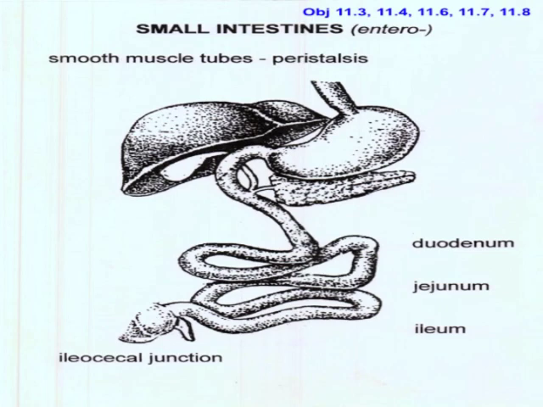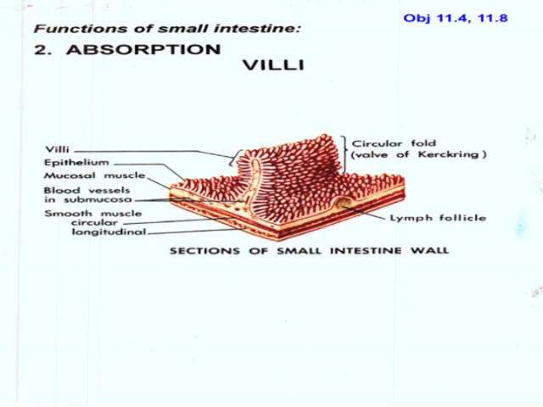After the stomach, we enter the small intestines. Our root term here is entero. Notice again that the small intestine is made up of smooth muscle tissue. Again, that indicates that we will see peristalsis. The small intestine is broken up into three parts. The first part is the duodenum. The next part is the jejunum. The third part is the ileum, which connects to the large intestine.